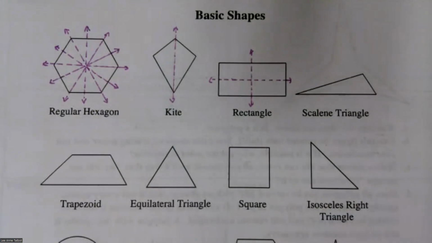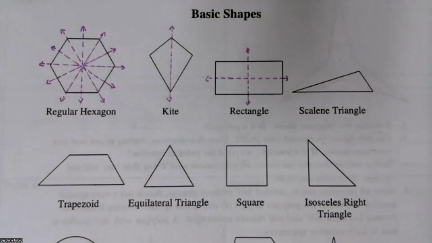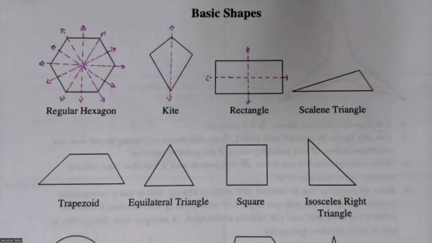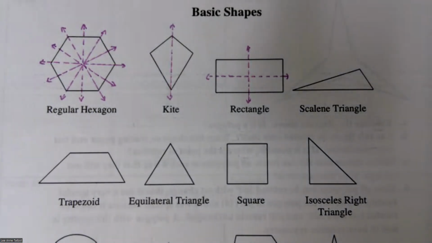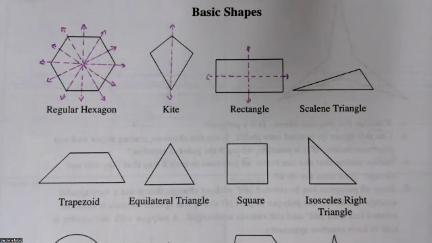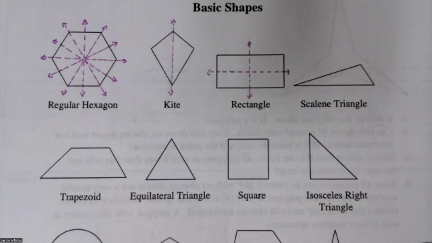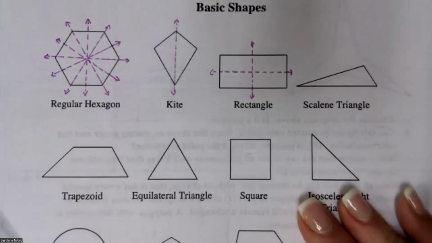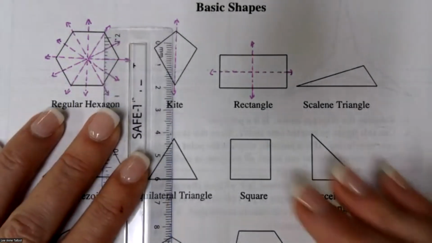How many does the scalene triangle have? None. That one's done. How many does the trapezoid have? None. That one's done too. Okay, equilateral triangle though.